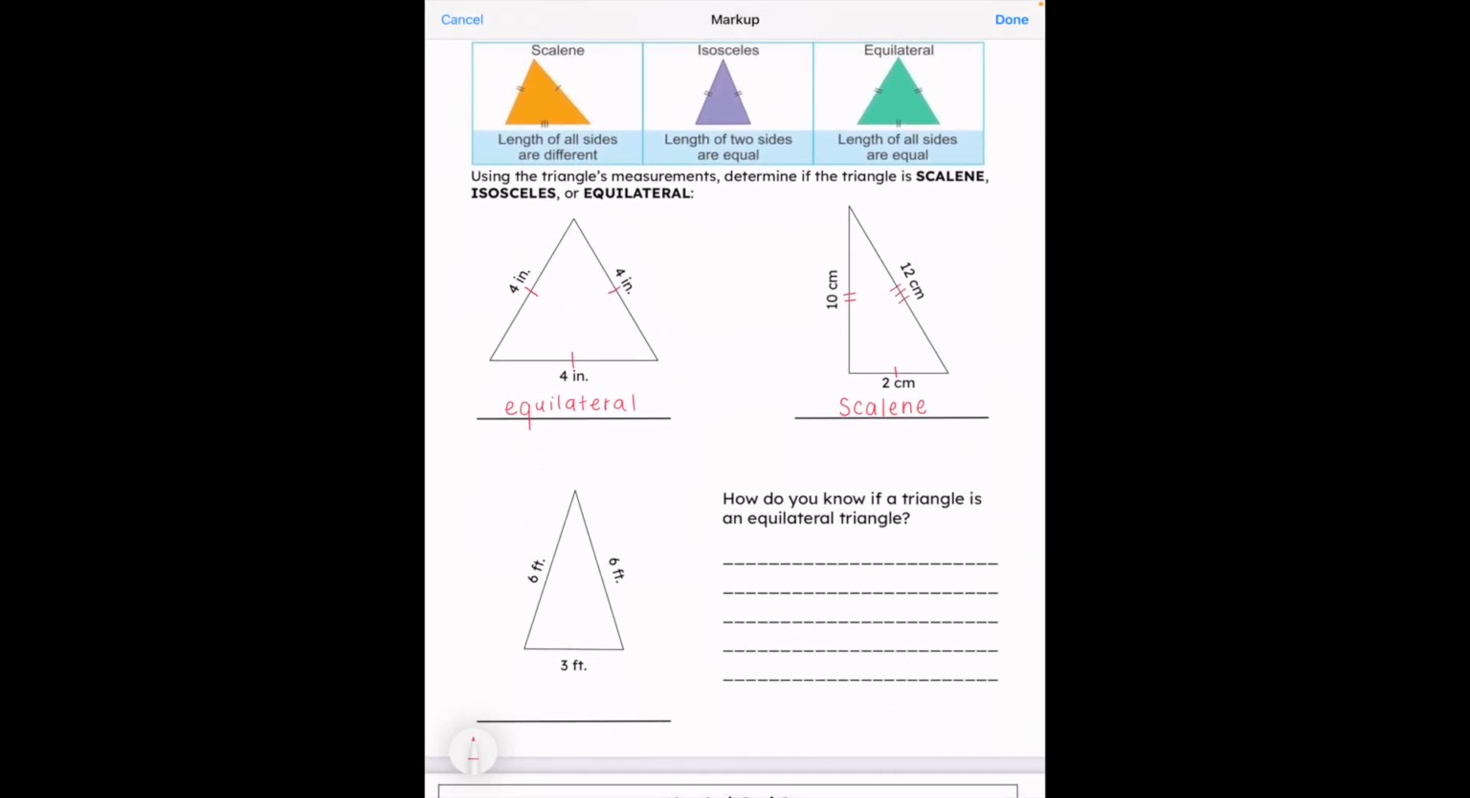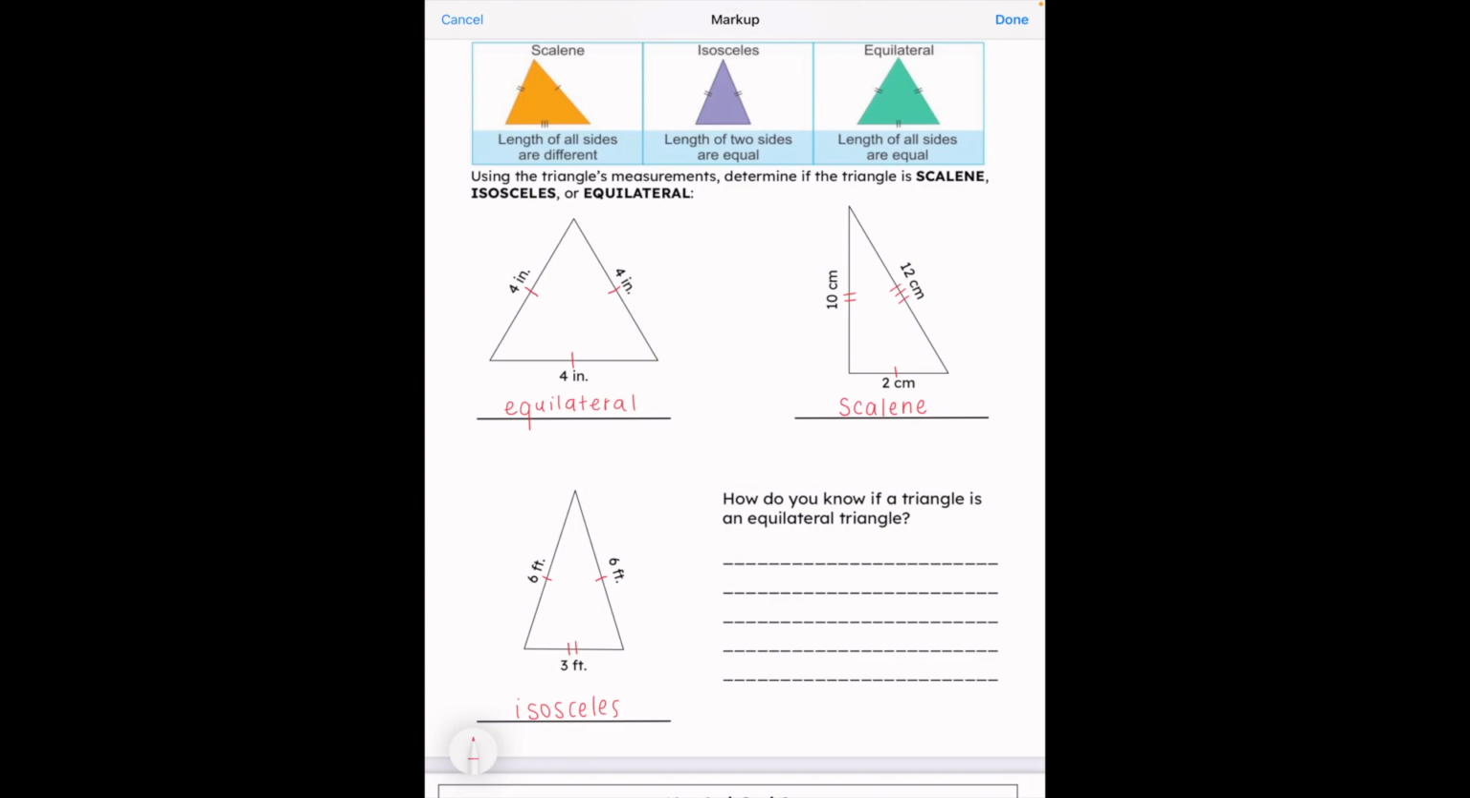Lastly, this final triangle we've got down here, we've got 6 feet as one side, 6 feet for the other side, so these dashes are going to match. And then we've got 3 feet. So I'm going to add 2 dashes here to show that 2 of them are the same, but one is different. And this triangle is going to be an isosceles triangle. So a reminder, all three equal sides, equilateral. All three different lengths, scalene. 2 of the sides being the same is going to be that isosceles.